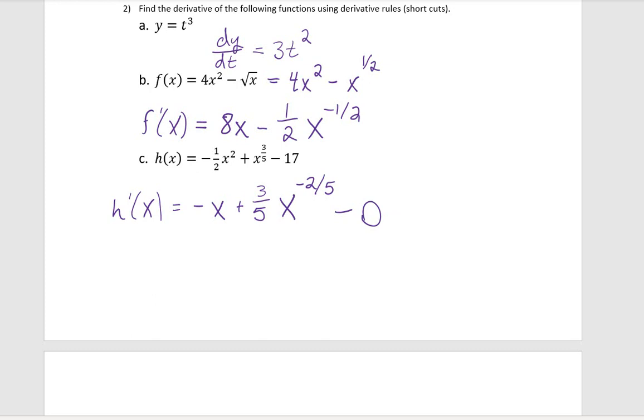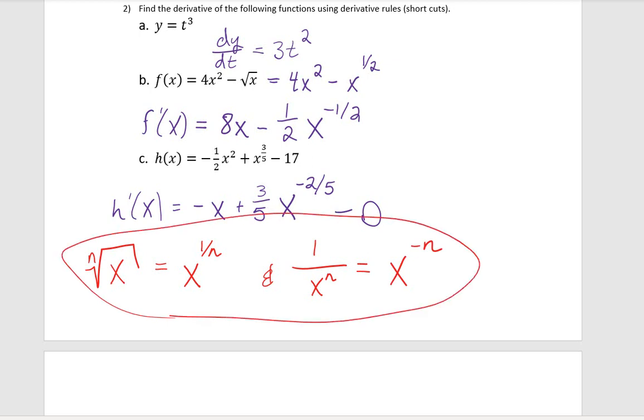Alright, just some quick little things to note. If you have the nth power, or I'm sorry, the nth root of an x, you can rewrite that as x to the 1 over n. Okay, and if you have 1 over x to the n, you can rewrite that as x to the negative n. These make it a lot easier if you look at something and you're not sure if you can use the power rule. Then what you can do is rewrite them like so, and then you can use the power rule. So that's it for those examples.